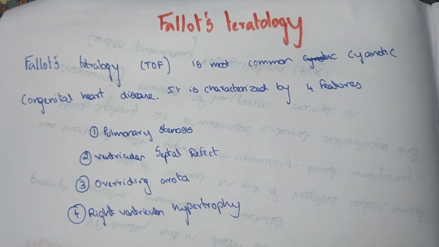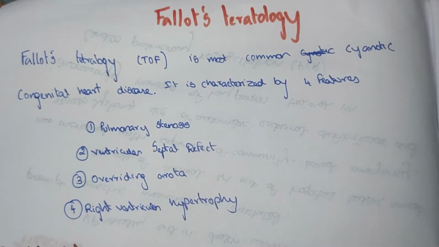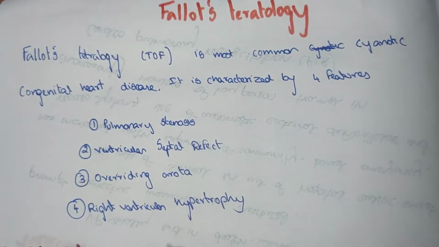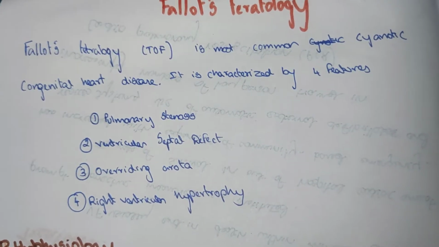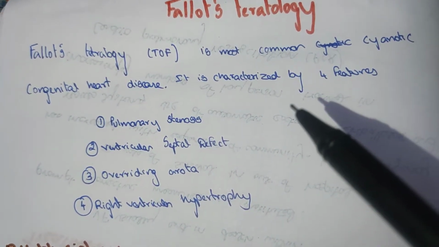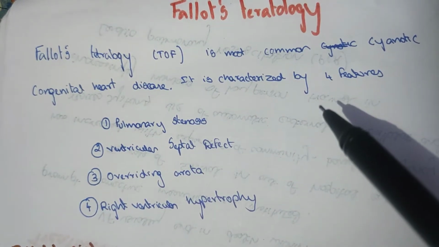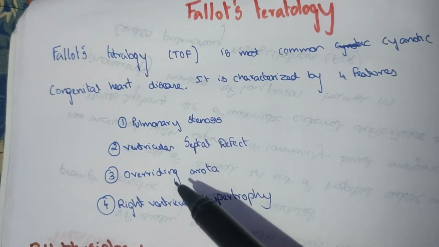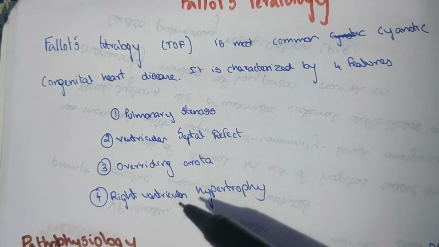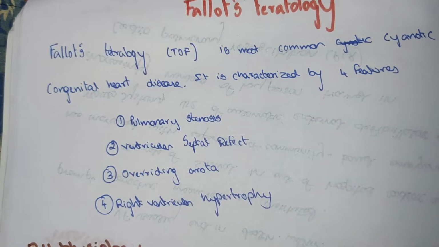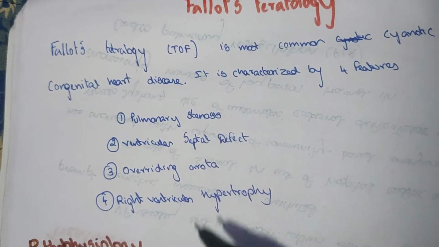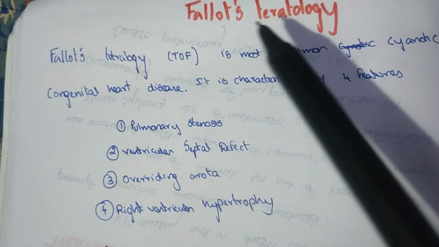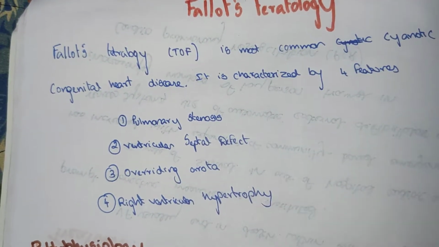In this video, we are going to see about Fallot's tetralogy. Fallot's tetralogy is the most common cyanotic congenital heart disease. It is a cyanotic congenital heart disease which occurs in newborns. It is characterized by four features: pulmonary stenosis, ventricular septal defect, overriding of aorta, as well as right ventricular hypertrophy. These four features are known as the tetralogy, and hence it is Fallot's tetralogy. It is congenital, it is inborn.